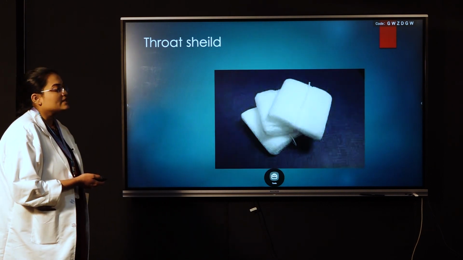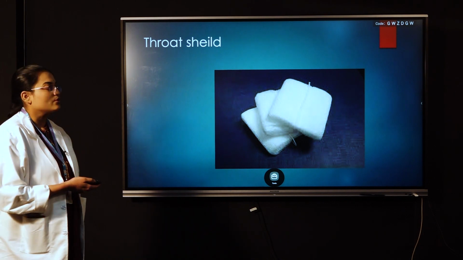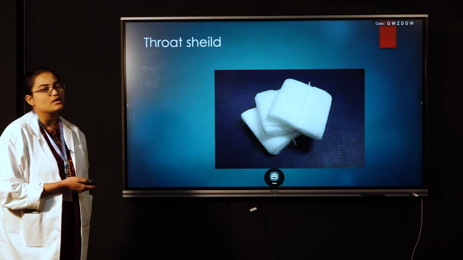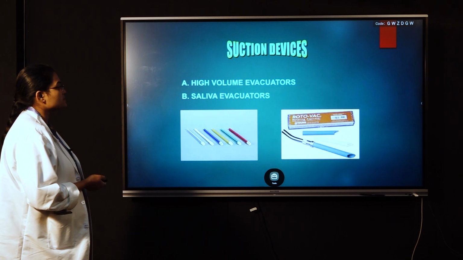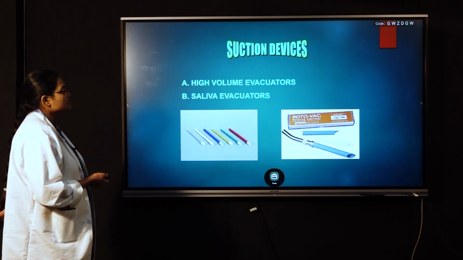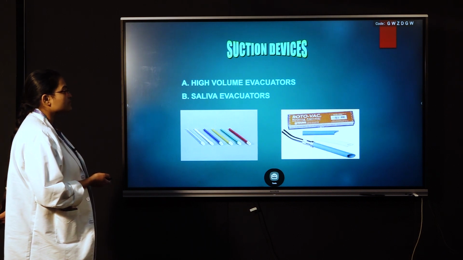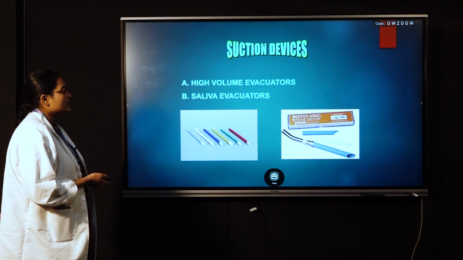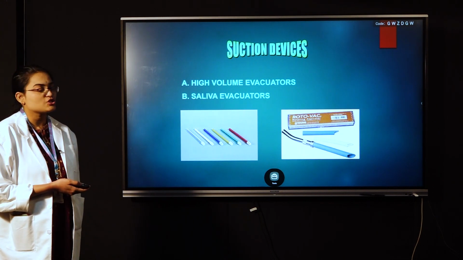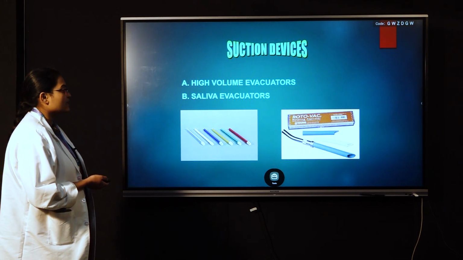These are the throat shields, which completely cover the throat and prevent any harm, like ingestion of any materials. Suction devices: these are some of the suction devices shown in the pictures, the high volume evacuators and saliva evacuators. These are disposable tips which come in different colors and plastic.